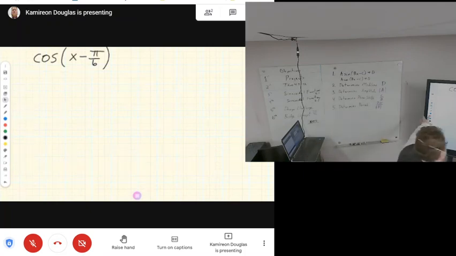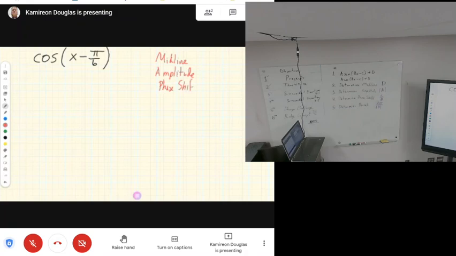Alright, I'm going to label my pieces and start my table. So I have the midline, I have the amplitude, I have the phase shift, I have a period. And now, my table. X, Y. It looks like the following.